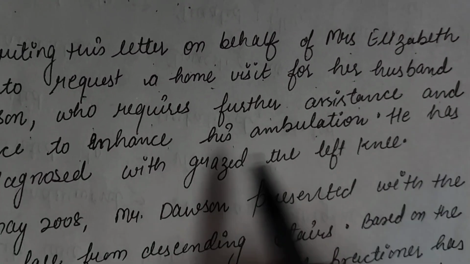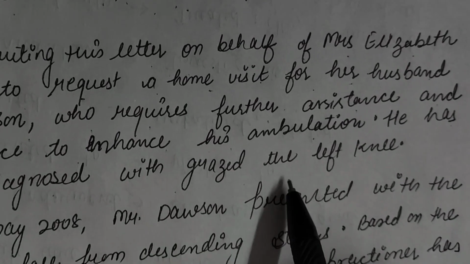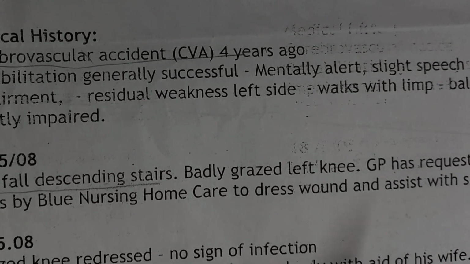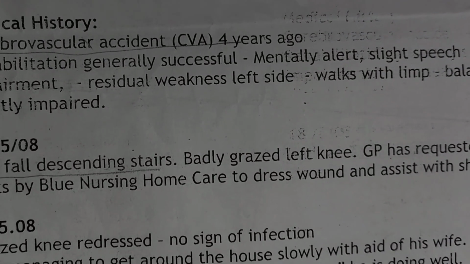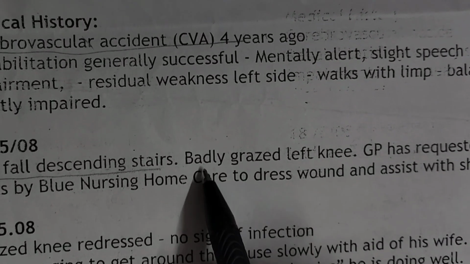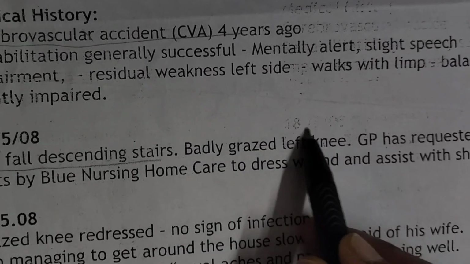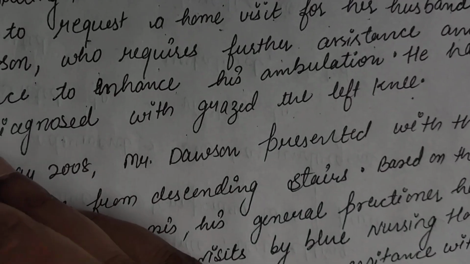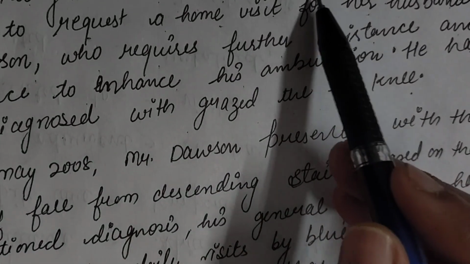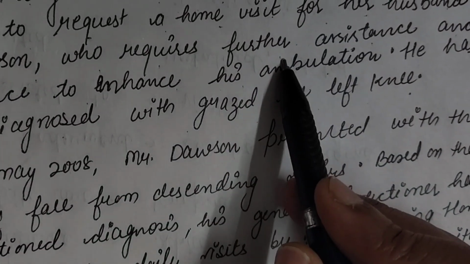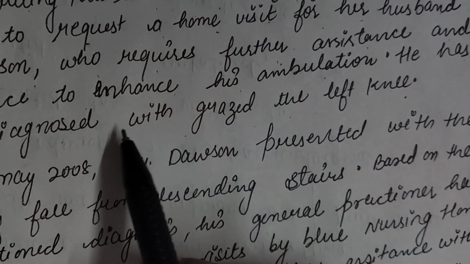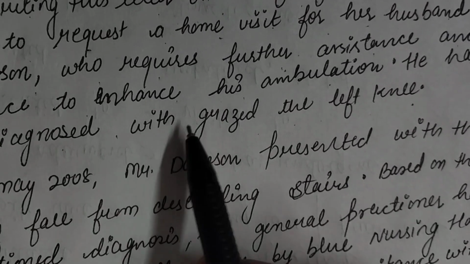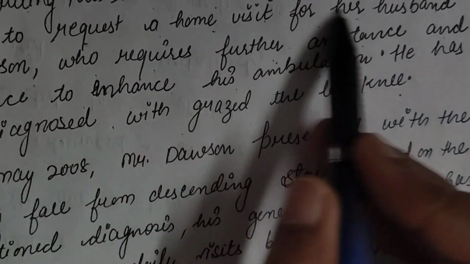So he has been diagnosed with a grazed left knee. The diagnosis is mentioned here, grazed knee redressed or badly grazed left knee. So this is the diagnosis. So once we write, I am writing, then the name of the patient, and then the purpose, why we are writing, and mainly the condition of the patient like diagnosis or chief complaints, then only our purpose paragraph will be completed.